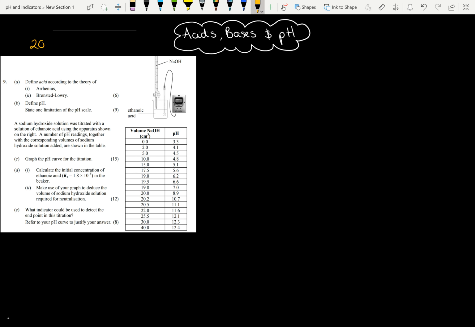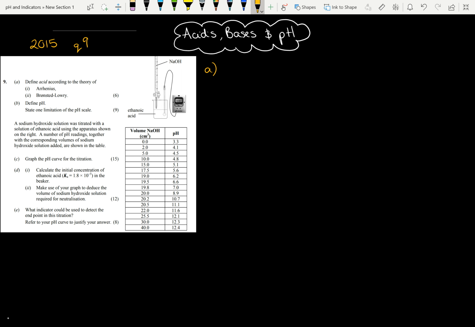Okay, here we have the 2015 acid-base question. You can see it's another long question. It came up in question 9, so it was worth 50 marks as it was a full question. So they start off asking us just two nice little definitions.